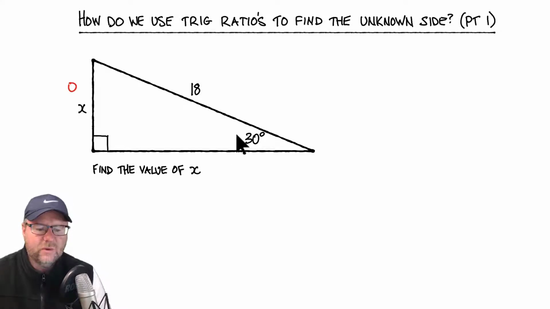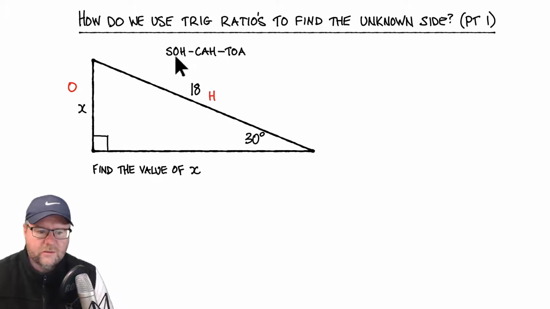Now, what do I have? Well, if this is my angle of reference, over here is my opposite, isn't it? It's the side that's opposite my angle. And this side, we know it's the hypotenuse. It's the longest side. It's also the side that's opposite the right angle. I've got nothing about the adjacent side.